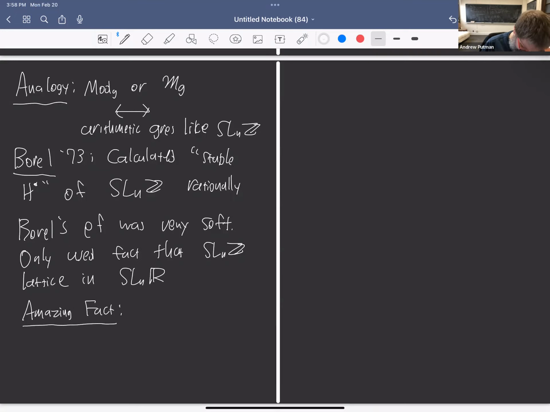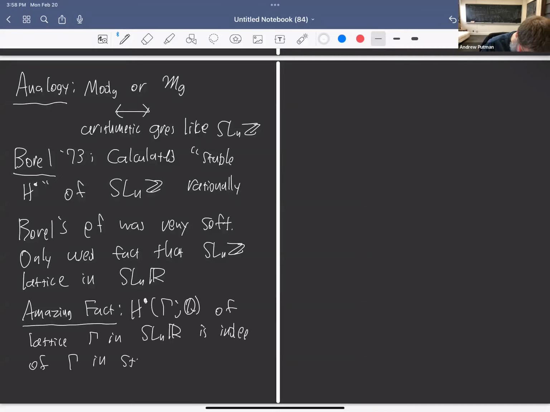So the answer is that the cohomology of Gamma with Q coefficients, of a lattice Gamma in SL_n(R), is independent of Gamma in a stable range. And there are many lattices inside the Lie group SL_n(R). SL_n(Z) is the easiest one to write down, but there's many of them.